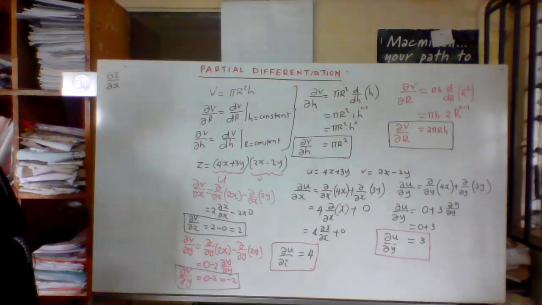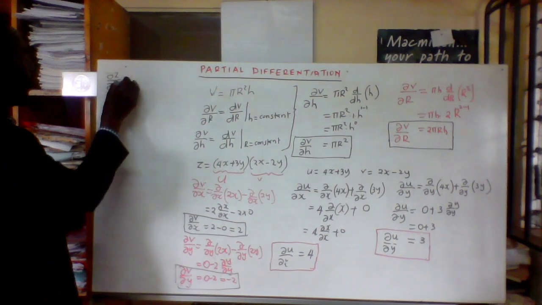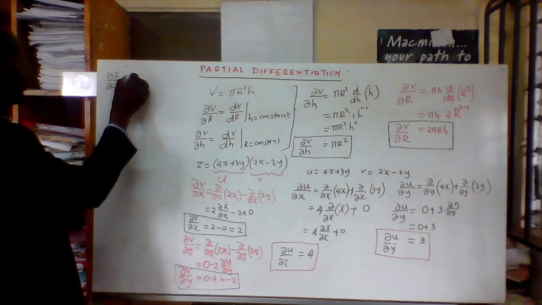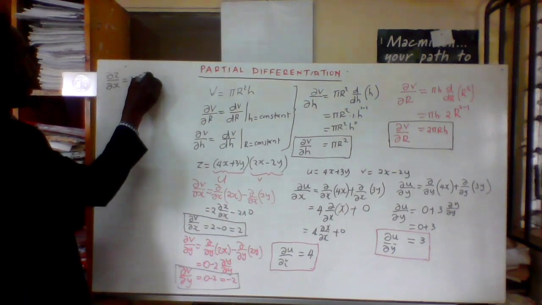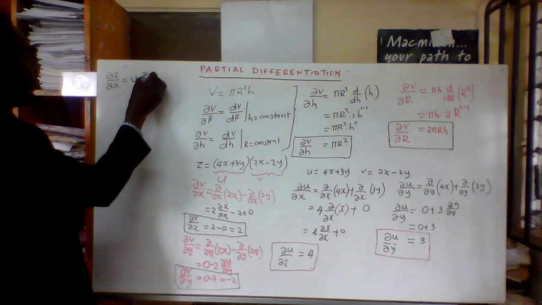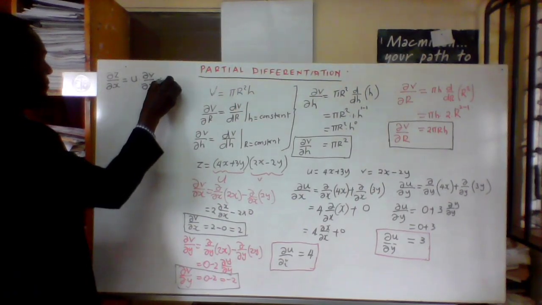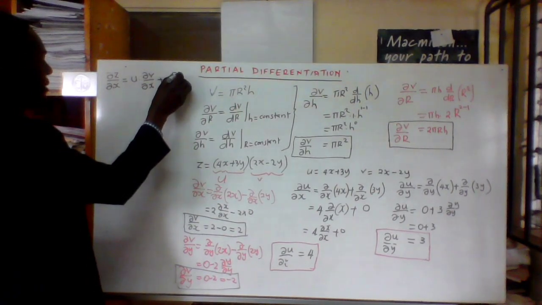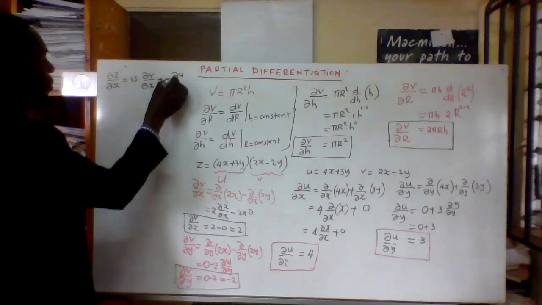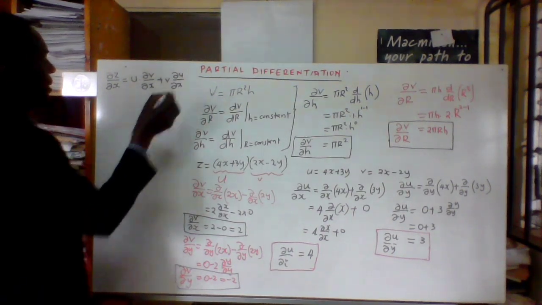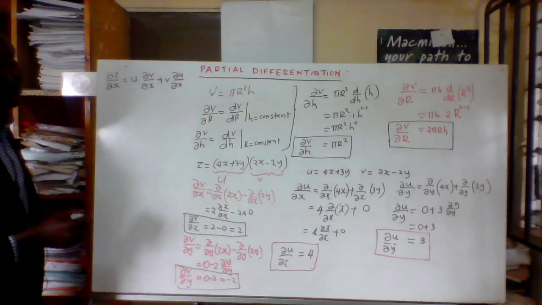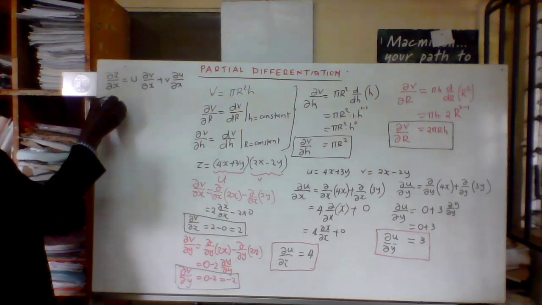Partial derivative with respect to x. Using product rule, we have u times partial derivative of v with respect to x plus v partial derivative of u with respect to x. Our objective now is to substitute them into that.